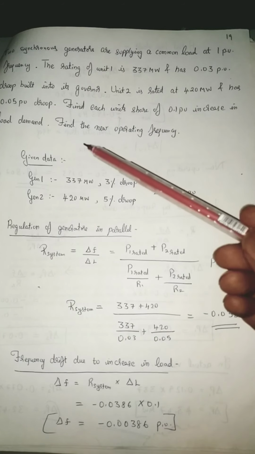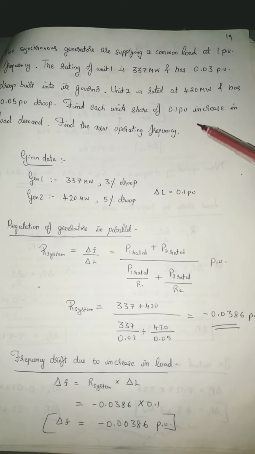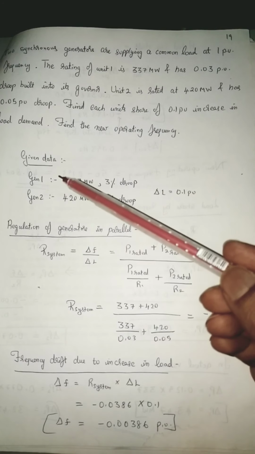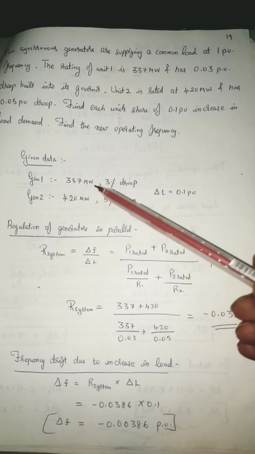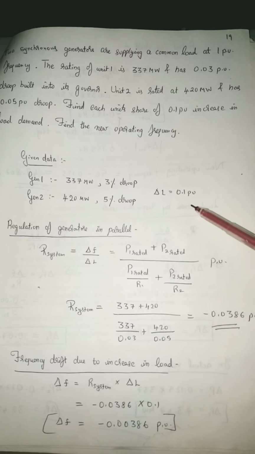Then it says find the new operating frequency. Why are we supposed to find the new operating frequency? The reason is there is an increase in the load demand. Whenever there is an increase in the load demand, be it one generator or two generators, there will be a drop in frequency. You'll have to find the amount by which the frequency drops, and after the drop, it will settle at a new value. That new value you are supposed to find. So first we have taken the given data: generator 1 337 megawatt, 3% droop; generator 2 420 megawatt, 5% droop; delta L is equal to 0.1 per unit.